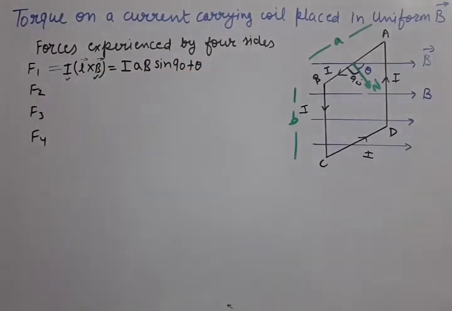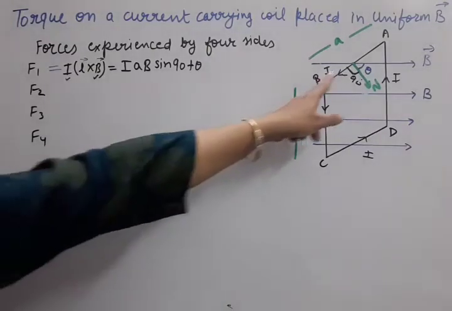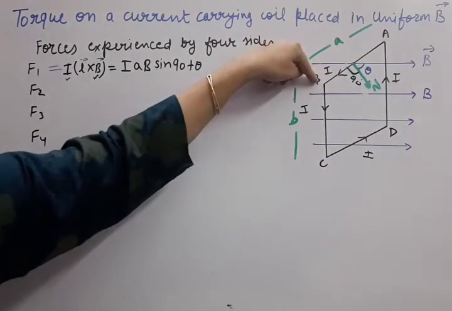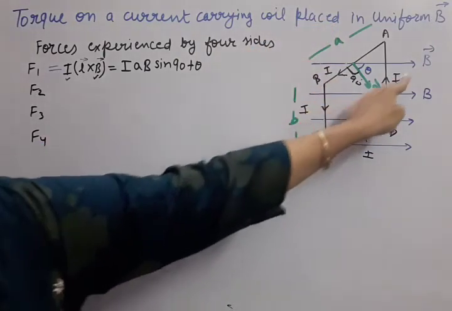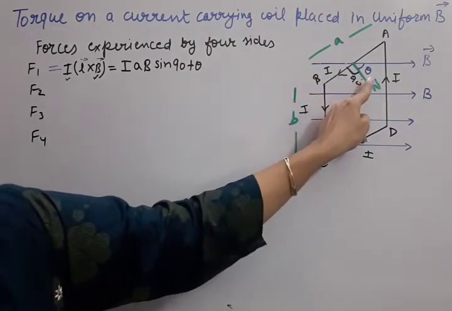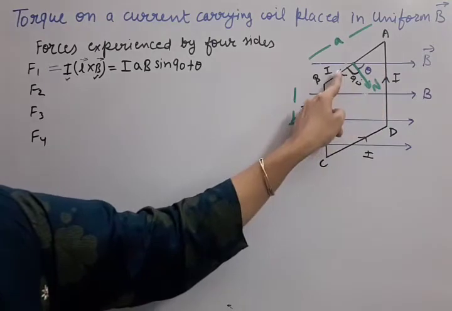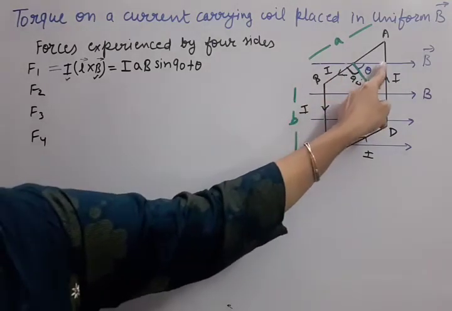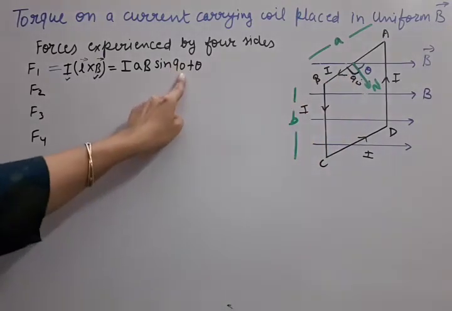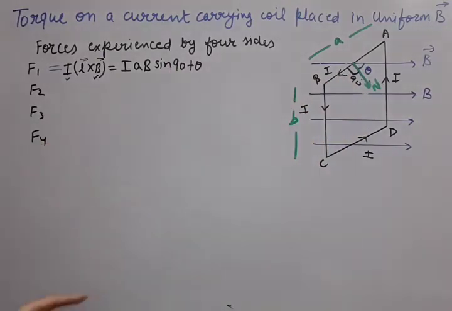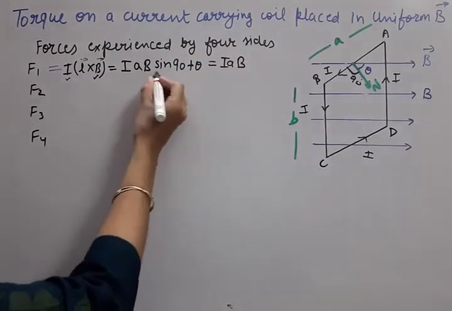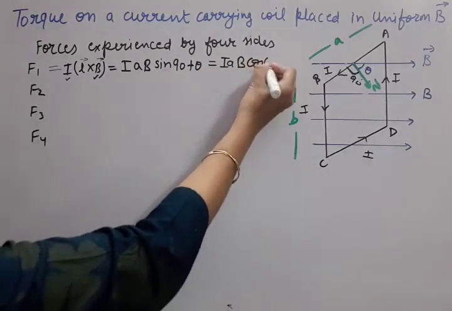Did you get it? Okay, so just carefully see. B is in that direction, I is in this direction. We have to find the angle between I and B. From here, I to N is 90, N to B is theta. यहाँ से यहाँ तक 90 एंगल और यहाँ से यहाँ तक थीटा एंगल. टोटल एंगल कितना हुआ? 90 plus theta. So I have substituted here 90 plus theta. Further if I solve it, IAB sin(90 plus theta) is cos theta.